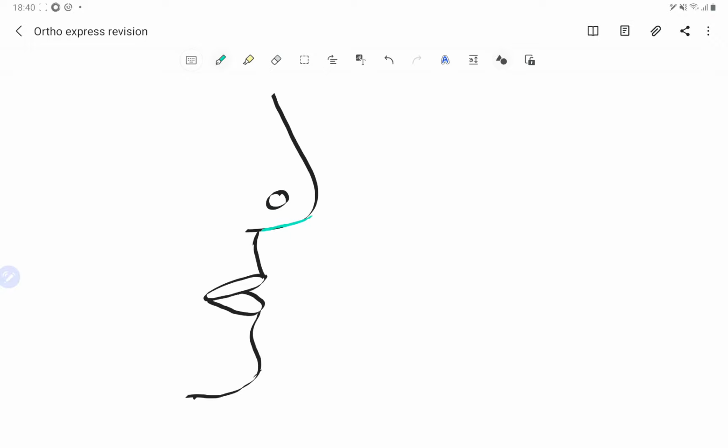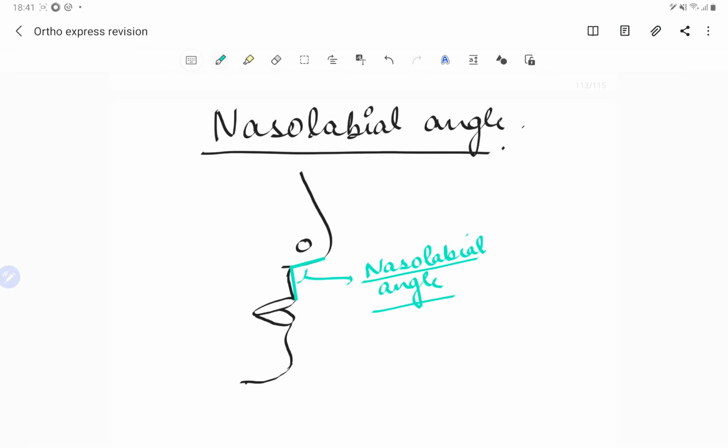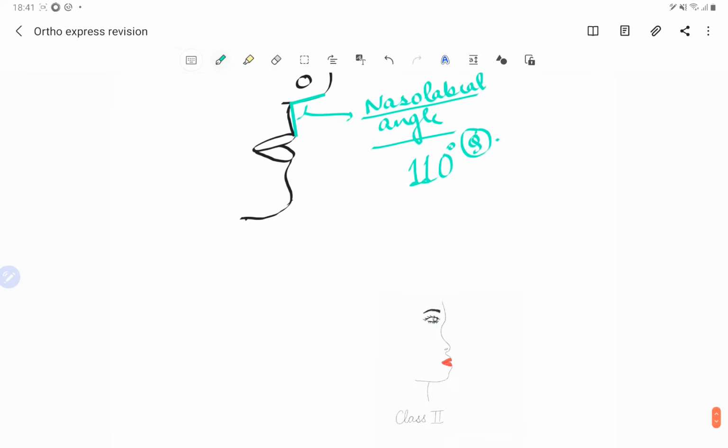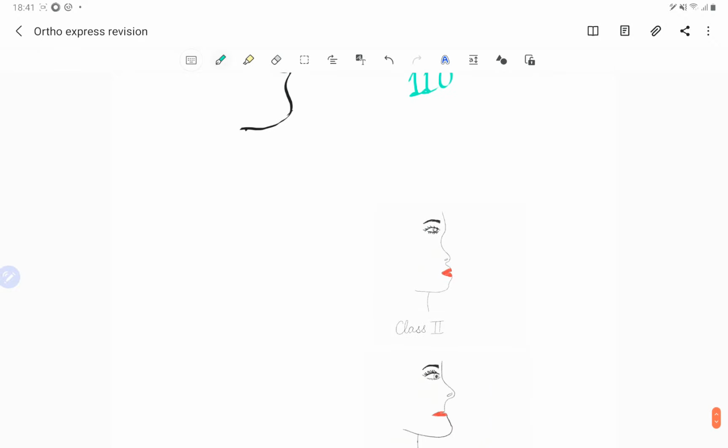So this angle is what we call the nasolabial angle. Nasolabial angle. So guys, this angle is normally 110 degrees and it reduces in the patient with proclined upper anterior teeth.